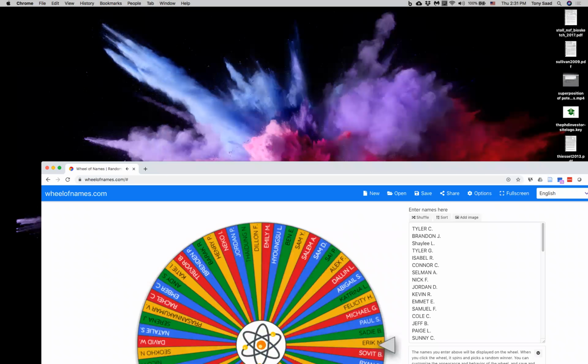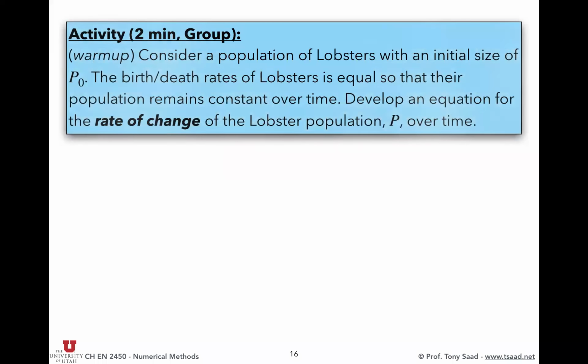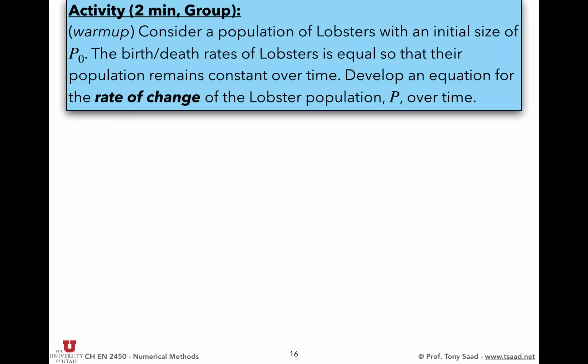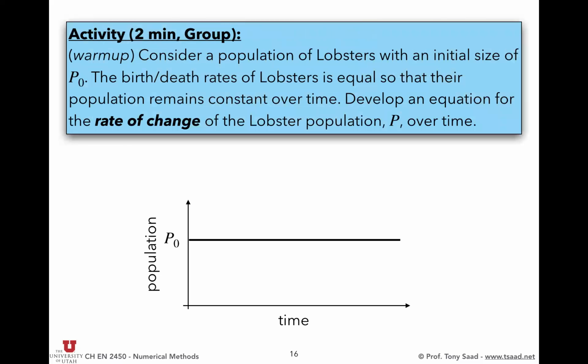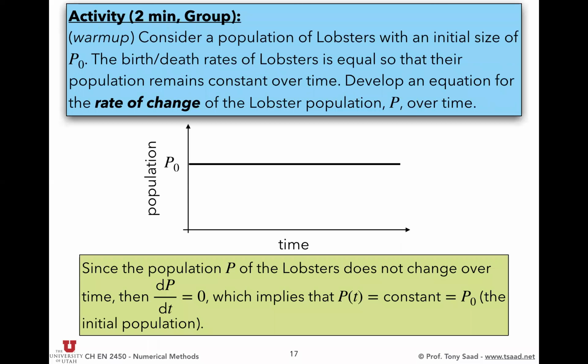Yeah, I'm here. Do you have a solution? So wouldn't the delta P just equal 0 because there's no change over time? Okay, what do you mean by delta P? Well, the rate of change of the population of lobsters. Okay, that's right. So Henry's answer is to say that since the population of lobsters doesn't change over time, then the rate of change of the population of lobsters is 0. dP by dt is equal to 0.